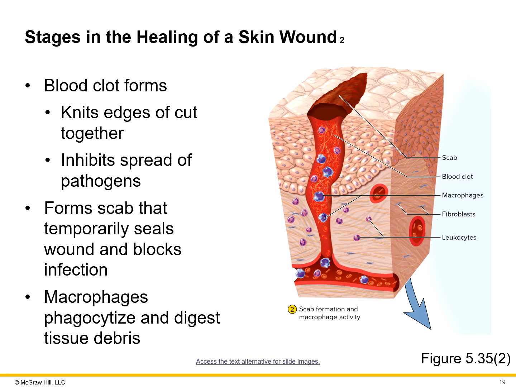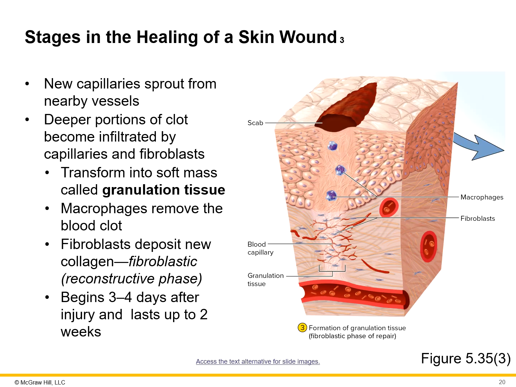The macrophages, the leukocytes inside of your blood, will start to phagocytose and digest any of that tissue debris, and it will start cleaning up the area. Then new capillaries will start to sprout out from nearby vessels, and deeper portions of the clot will become infiltrated by capillaries. And with that will come fibroblasts.